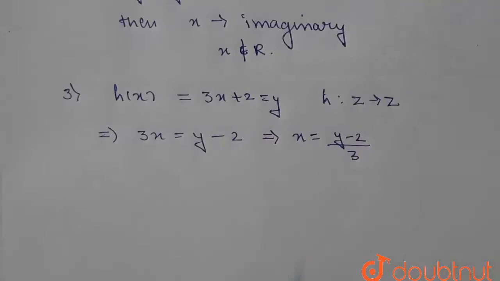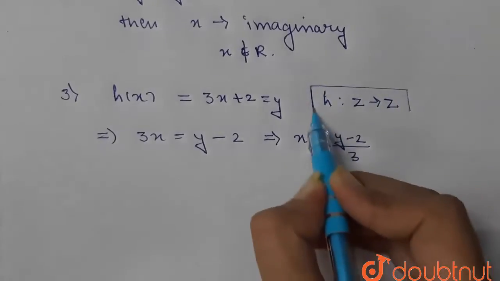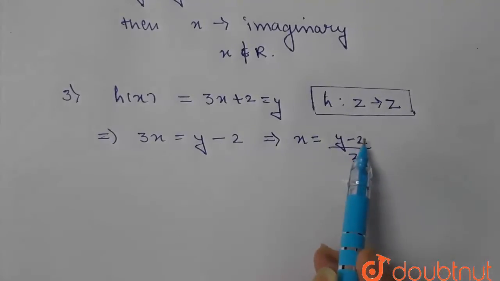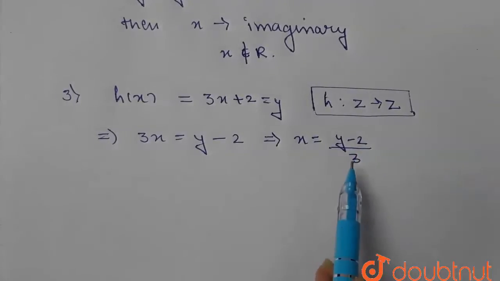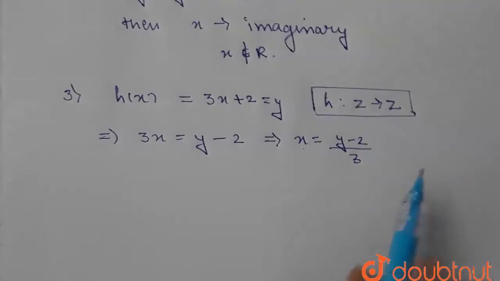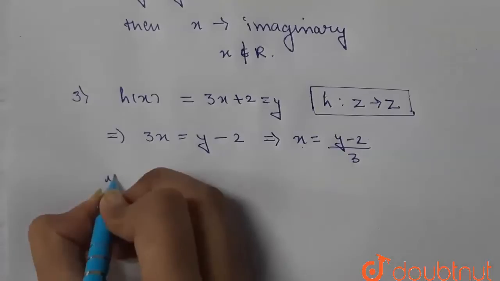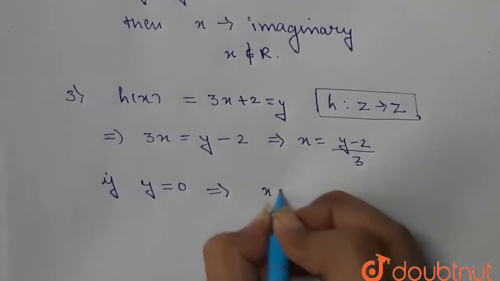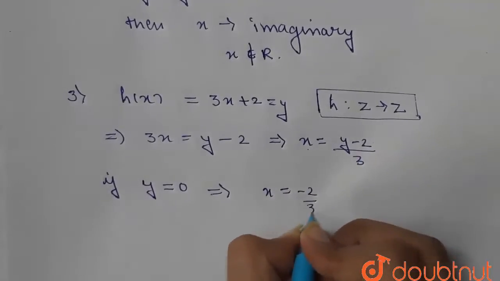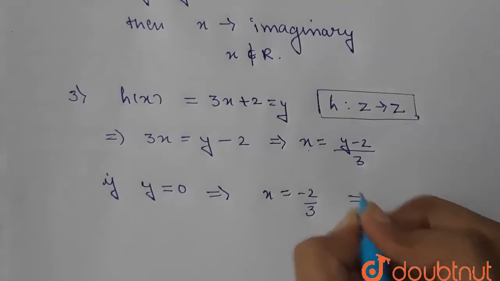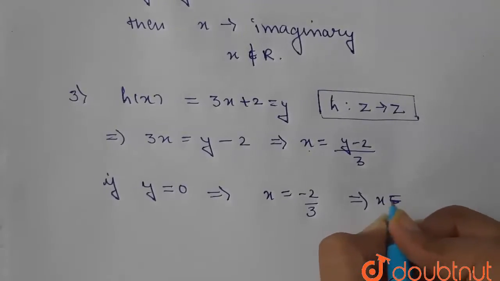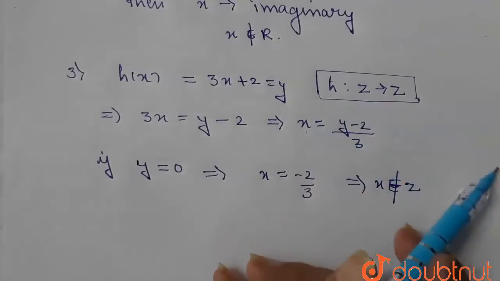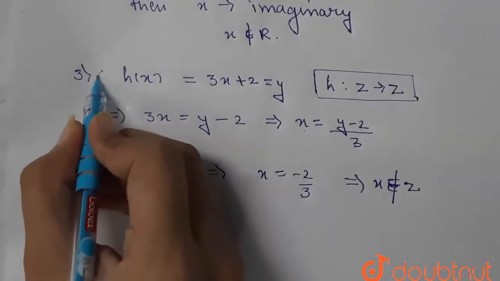Now we are given that h is from Z to Z, that means both are integers. But if y minus 2 is not a multiple of 3, then x will not be an integer. See, if I take y equal to 0, then x will be minus 2 by 3, and is that an integer? No. So x will not belong to the given set of integers, but the option says Z to Z, so this is not a surjection. Option number 3 is not correct either.